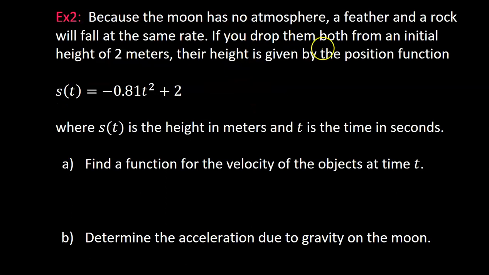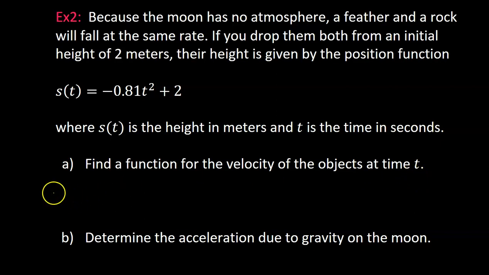Because the moon has no atmosphere, a feather and a rock will fall at the same rate. If you drop them both from an initial height of 2 meters, their height is given by the position function s at t equals negative 0.81 t squared plus 2, where s at t is the height in meters and t is the time in seconds. Find a function for the velocity of the objects at time t.